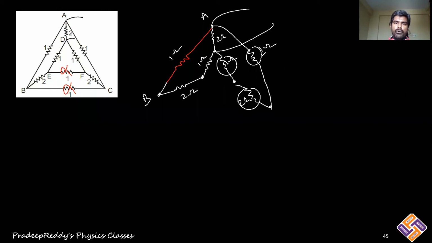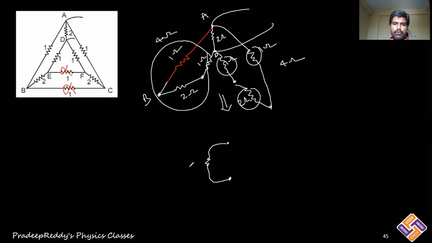As these three are connected in series, what is the effective resistance? 2 ohm, 3 ohm, 4 ohm. Similarly, 1 ohm, 2 ohm, 1 ohm. What is the effective resistance here? 4 ohm. Right? So between A and D, this circuit can be resolved: there is a resistor of 4 ohm, another resistor of 4 ohm, and one resistor of 2 ohm.